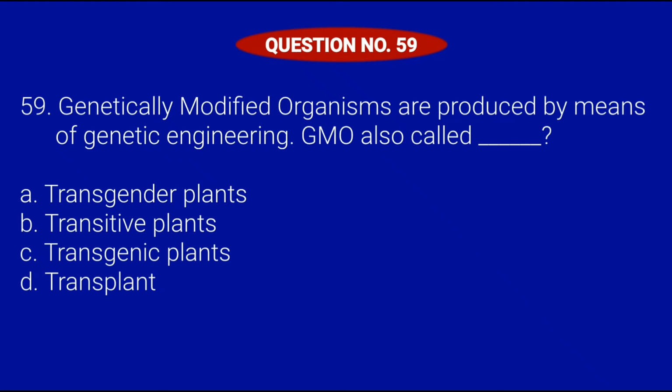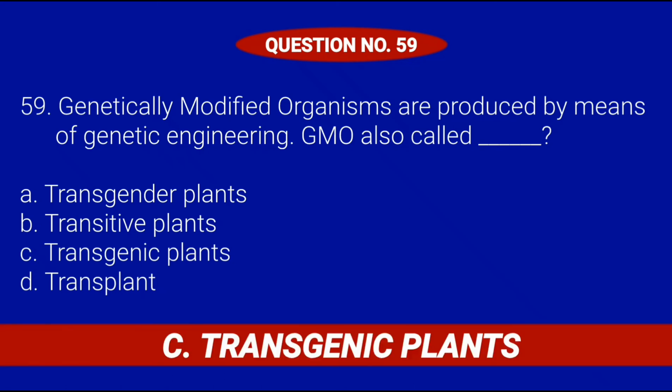Question number 59. Genetically modified organisms are produced by means of genetic engineering. GMO also called blank. Letter A. Transgender plants. Letter B. Transitive plants. Letter C. Transgenic plants. Or letter D. Transplant. Correct answer is letter C. Transgenic plants.